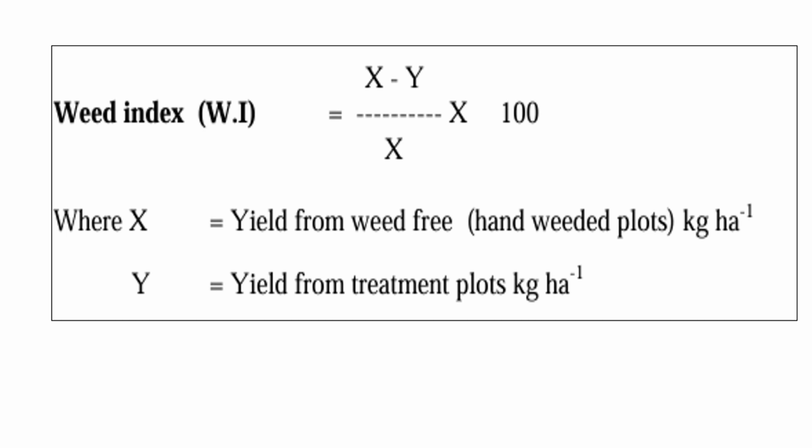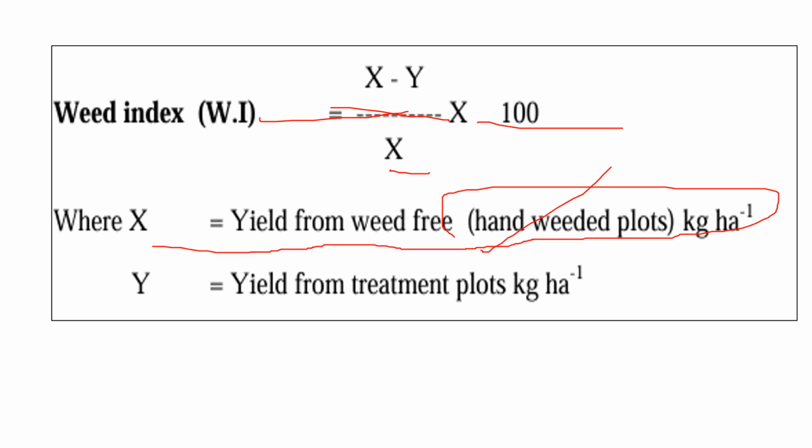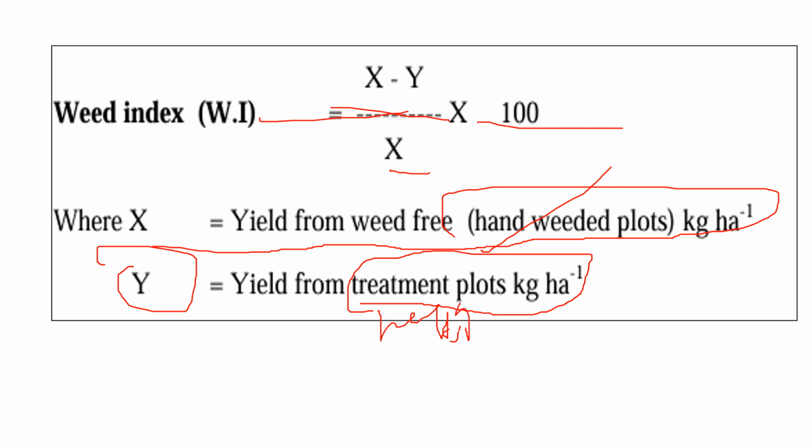So this is the formula for weed index: (X minus Y) by X into 100, where X indicates yield from the weed free plot or hand weeded plot, and Y indicates yield from treatment plots. That may be a herbicide, that may be an atrazine sprayed plot, pendimethalin sprayed plot, simazine sprayed plot, or oxyfluorfen plot, any herbicide treated plot. One is the weed free plot, that is the hand weeded plot, and the other one is the treated plot. In comparison between the two, which treatment is best, that gives an idea about weed index. That is about weed index calculation.